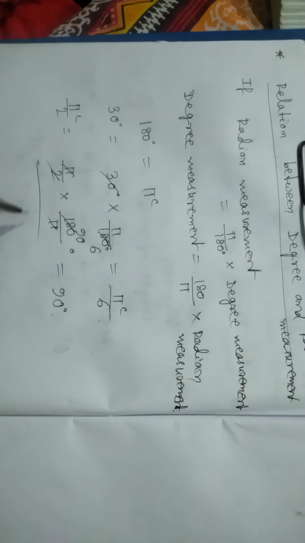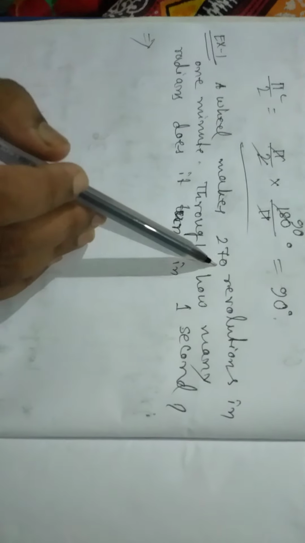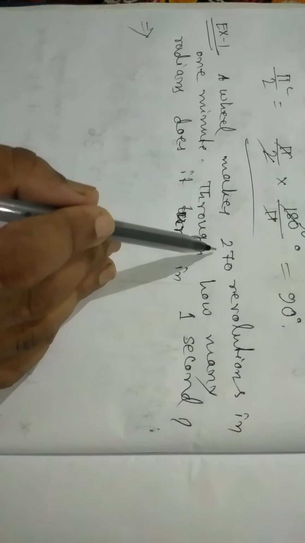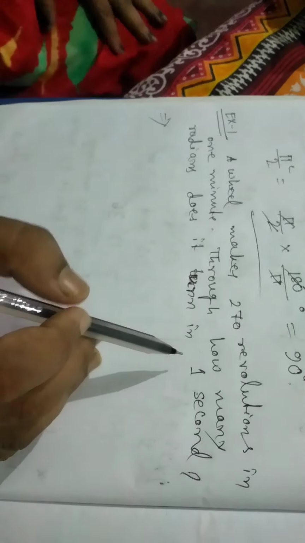Okay. Next, one sum I am doing for you. A wheel makes 270 revolutions in 1 minute. You know, 1 revolution means the total angle of 2 pi radian. So for 270 revolutions, how much angle will be subtended? You have to find out.